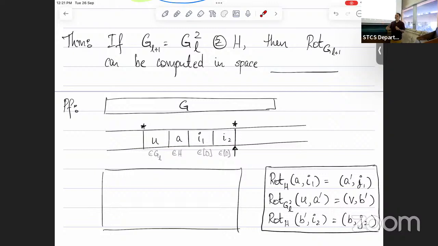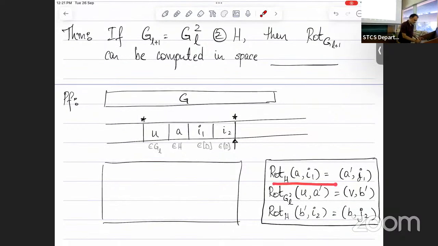But let's see, as a computation, what are we going to do? The first thing I need to do is compute the rotation map for H. For that, if I want to use a rotation map computation for H recursively, I need to write things on the input in exactly the same way that we said our specification is going to look like. So I need to have A comma I1 written on the input with the two endpoints marked off and the head at the end of I1. But fortunately, A comma I1 is already written here.